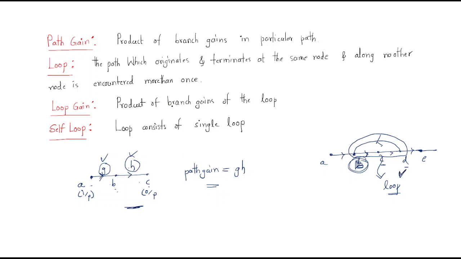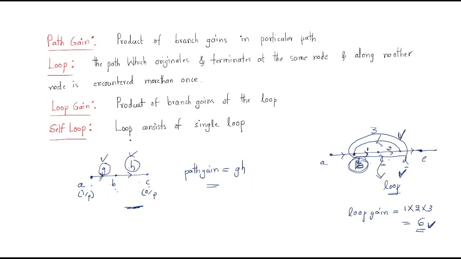Okay, loop gain is the product of the branch gains of the loop. So for example, we have branch gains, this is 1, this is 2 and this is 3. Then the loop gain is 1 into 2 into 3, so the loop gain value becomes 6. Right, this is called the loop gain.